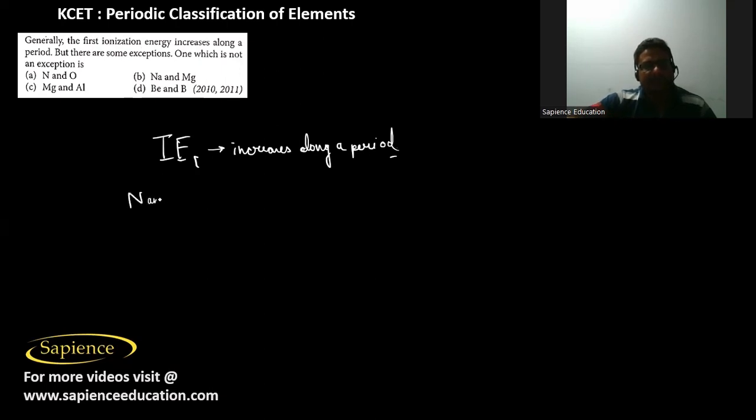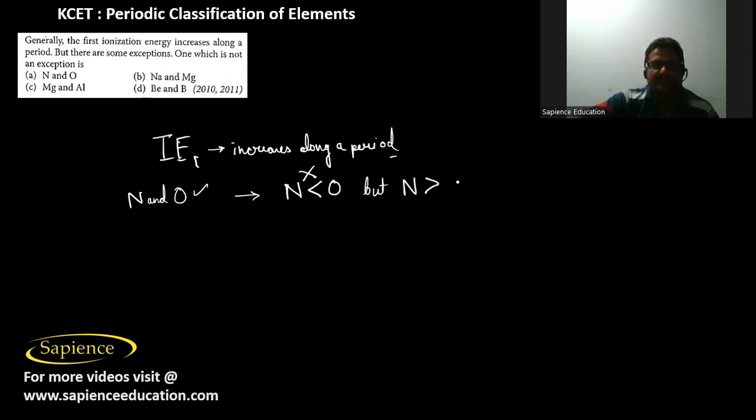So nitrogen and oxygen, yes, there is an exception. The expected order is that the ionization energy of nitrogen should be less than oxygen, but the correct order is that the ionization energy of nitrogen is higher than that of oxygen. So it is an exception. And sodium and magnesium also. Magnesium has a fully filled electronic configuration, so the ionization energy of Mg will be higher than that of sodium.